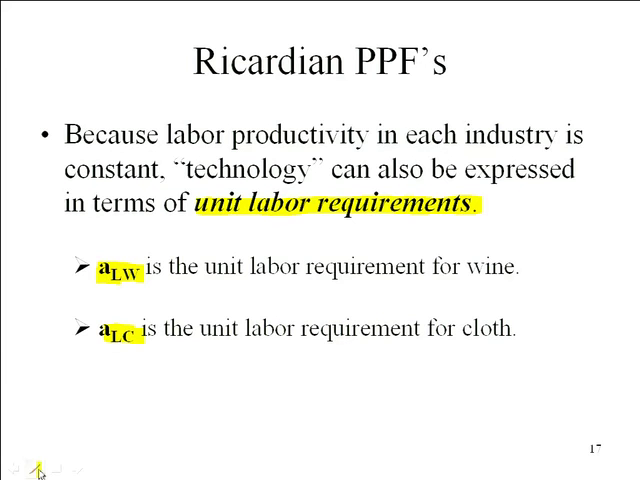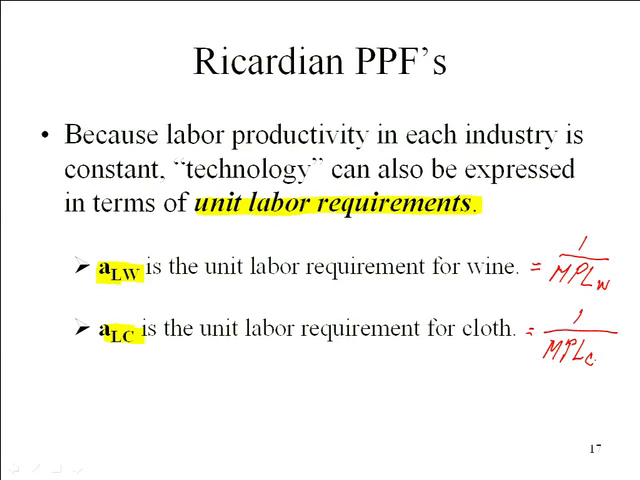Two things we can think about here. Oftentimes, we think about marginal product of labor rather than the unit labor requirement. Well, it turns out that the unit labor requirement is simply 1 over the marginal product of labor in each of the two industries. So one is simply the inverse of the other. Notice, of course, what that means is that the higher the unit labor requirement, the lower the marginal product of labor in that industry, and vice versa.